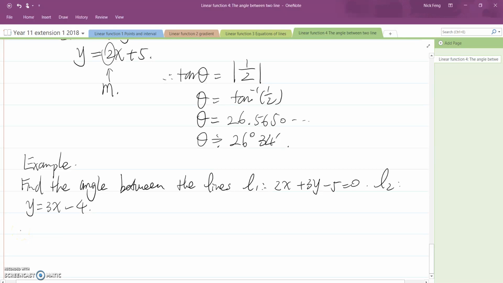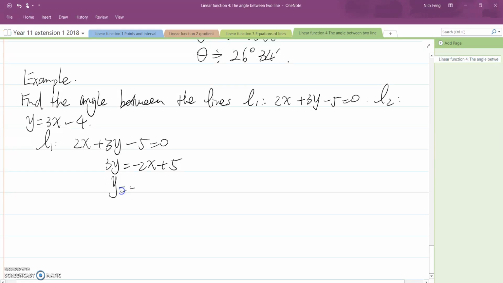So in this case, we are given two lines. One is in general form, one is in gradient intercept form. The gradient intercept form is easier to see, the gradient is just 3. But for L1, you have to change it back into gradient intercept form first in order to find the gradient you need. So therefore, this is the gradient. And M2 is equal to 3, which is right here.